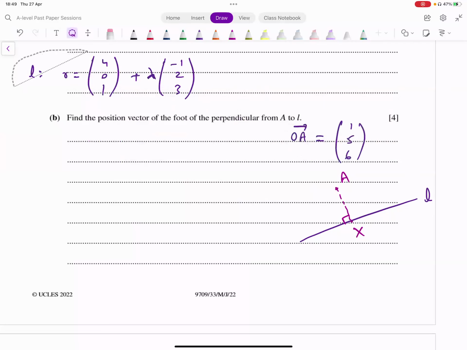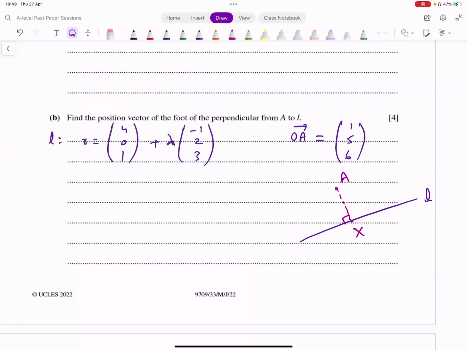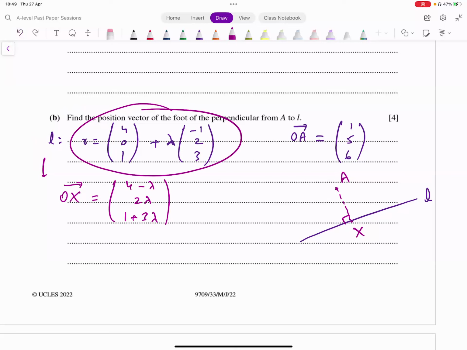Let me just change the positions here so that we can write below it. This is the equation of your line. Because point X lies on the line, what will the position vector of X be? That's going to be of this form: 4 minus lambda, 0 plus 2 lambda, that's just 2 lambda, 1 plus 3 lambda. Okay, OX is going to be of this form because this equation represents every point on the line L. X is a point on the line L, so the position vector of X should also be of the same form, right?